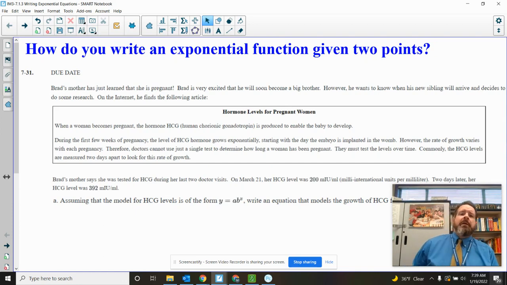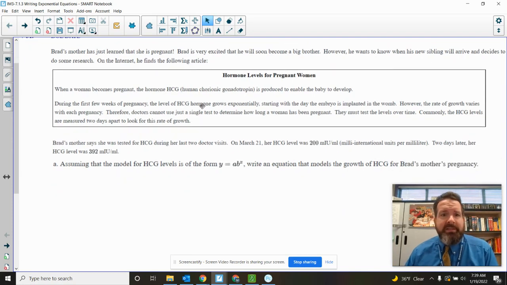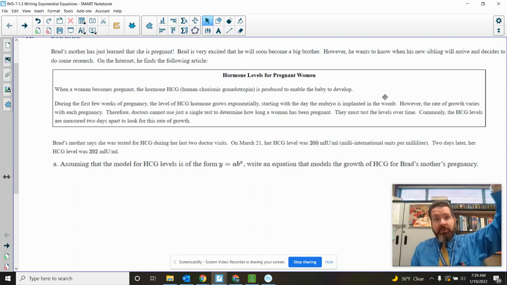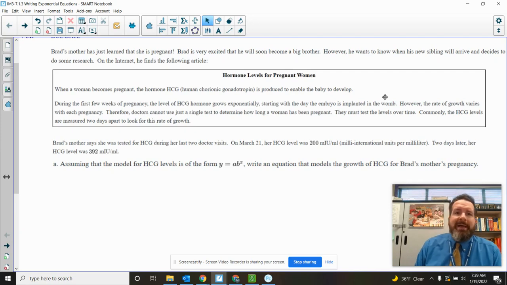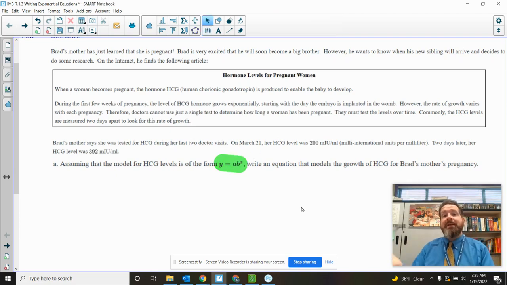So, hey, pregnancy. What we know is, based on this, human chorionic gonadotropin is a hormone that grows exponentially at the start of pregnancy, meaning it follows either an exponential growth curve or an exponential decay curve. When we talk about growing exponentially, that's going to be the growth kind. So it follows that pattern, meaning it's going to fit an equation that looks like this: y equals ab to the power of x, where a and b are constants. They're numbers that we need to figure out based on the information that we have.